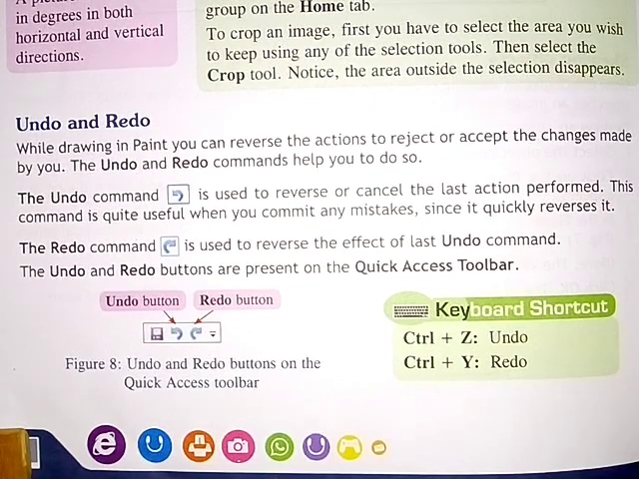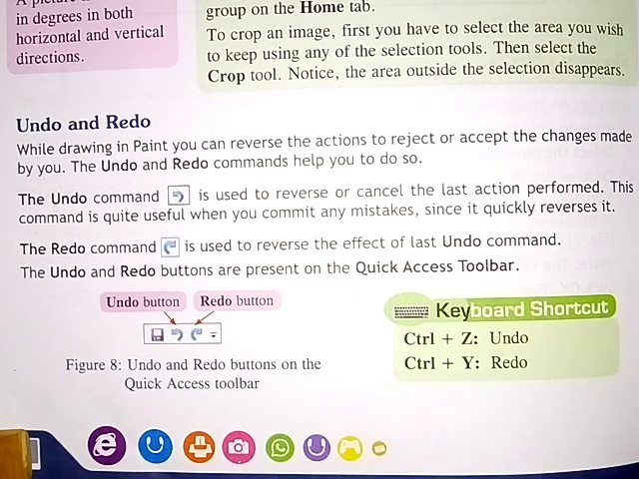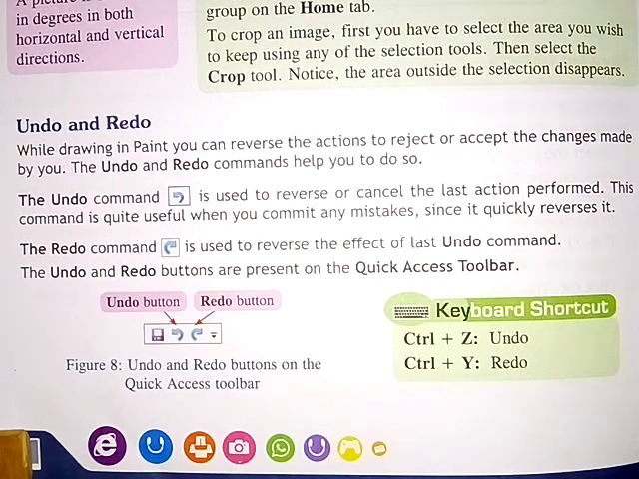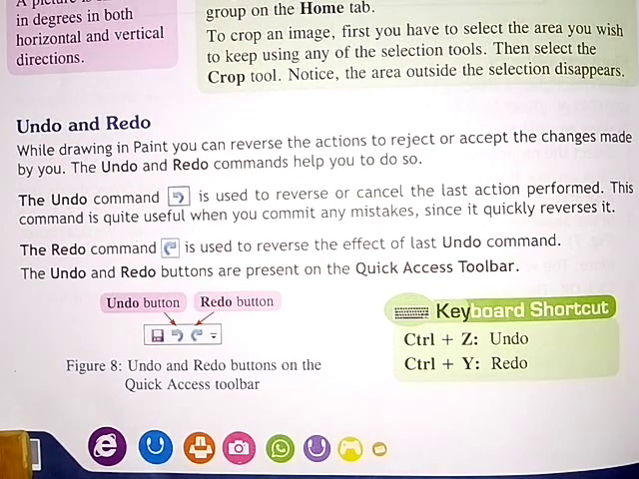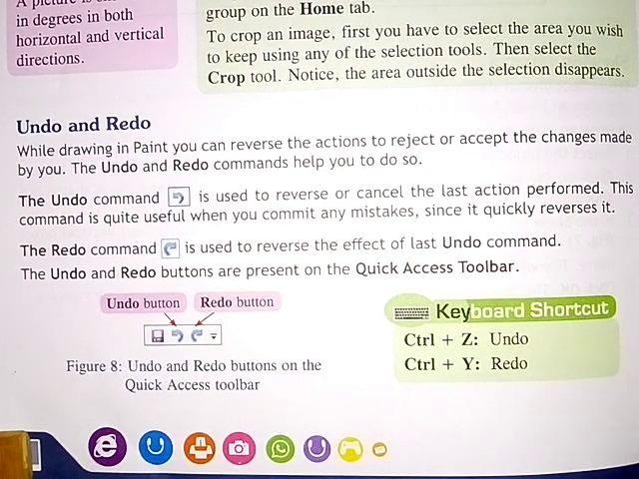The Undo command is used to reverse or cancel the last action performed. This command is quite useful when you commit any mistake, since it quickly reverses it. The Redo command is used to reverse the effect of the last Undo command. The Undo and Redo buttons are present on the Quick Access Toolbar. Undo button and Redo button.